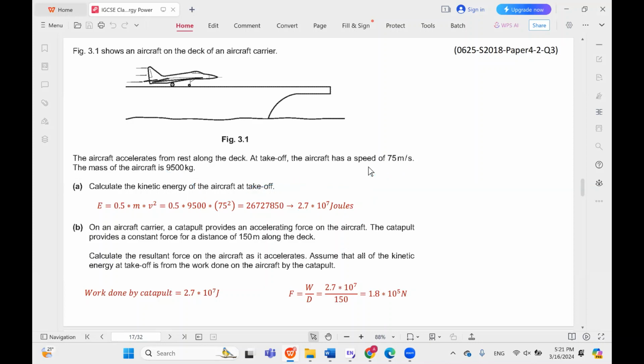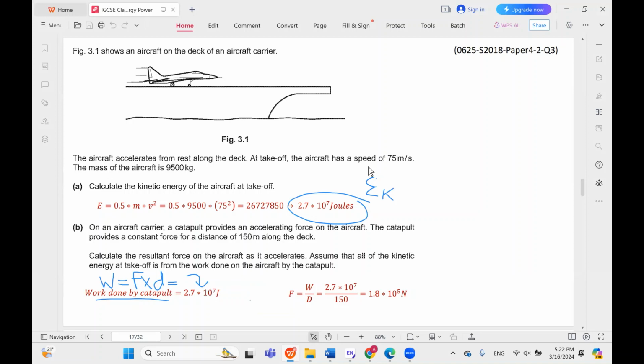On an aircraft carrier, a catapult provides an accelerating force on the aircraft. The catapult provides a constant force for a distance of 150. Calculate the resultant force on the aircraft as it accelerates. Assume that all of the kinetic energy is from the work done. So that tells us that we can equate this kinetic energy value here, which is 2.7 times 10 power 7, to the work done. So now the work, which is force times distance, becomes equal to the value obtained here, which is 2.7 times 10 power 7.